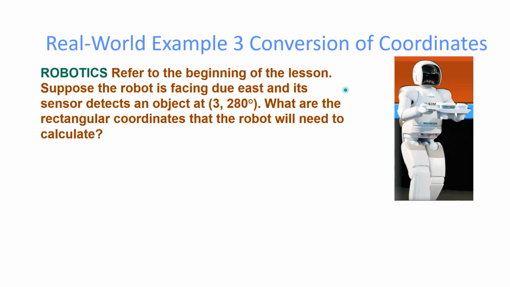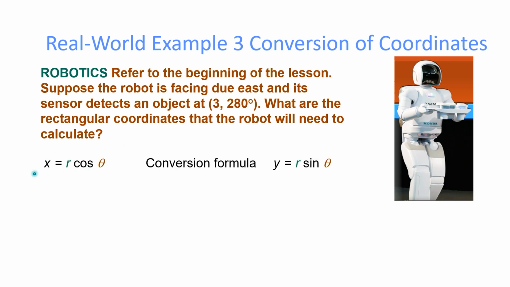Now, a real world question, conversion of coordinates. Refer to the beginning of the lesson. Suppose the robot is facing due east and its sensor detects an object at (3, 280 degrees). What are the rectangular coordinates that the robot will need to calculate?